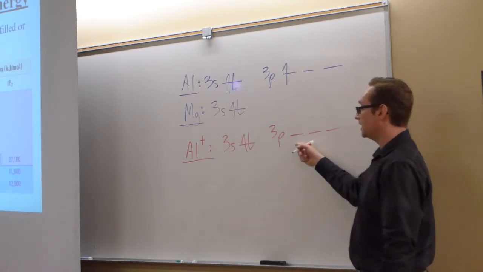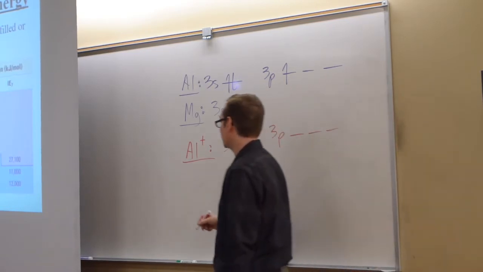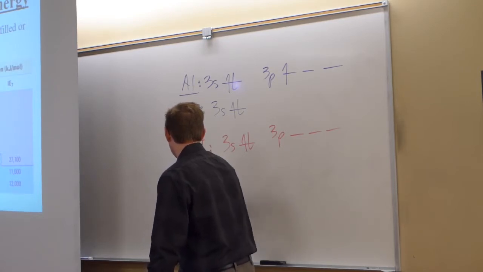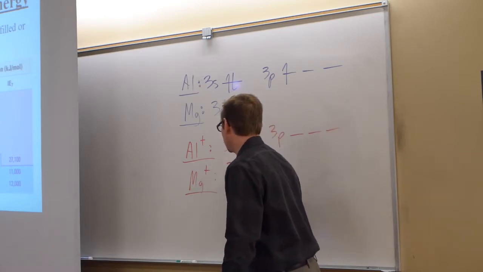Aluminum plus is now saying, yeah, good riddance, I got a free subshell now, it's not even filled. Great, okay? Whereas magnesium plus is kind of like saying, hey, I had a nice 3s filled subshell, and now I've only got one.